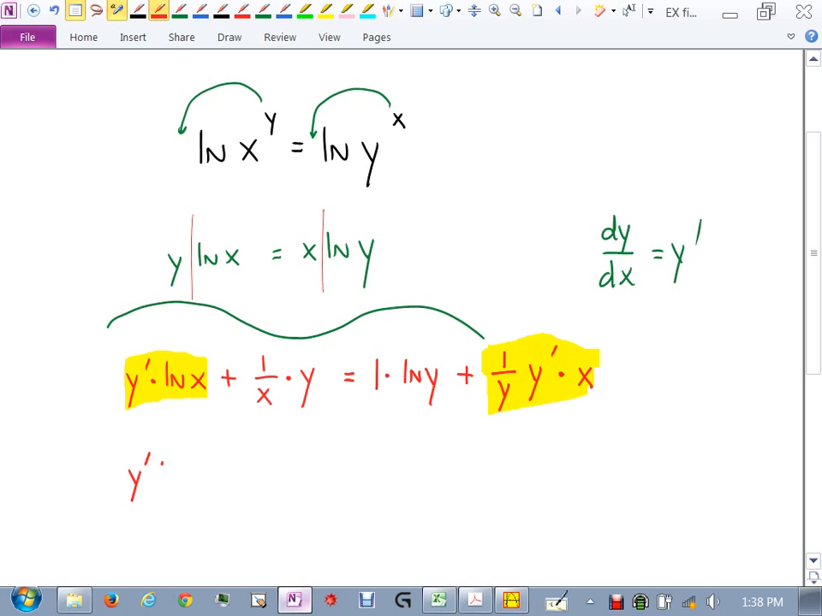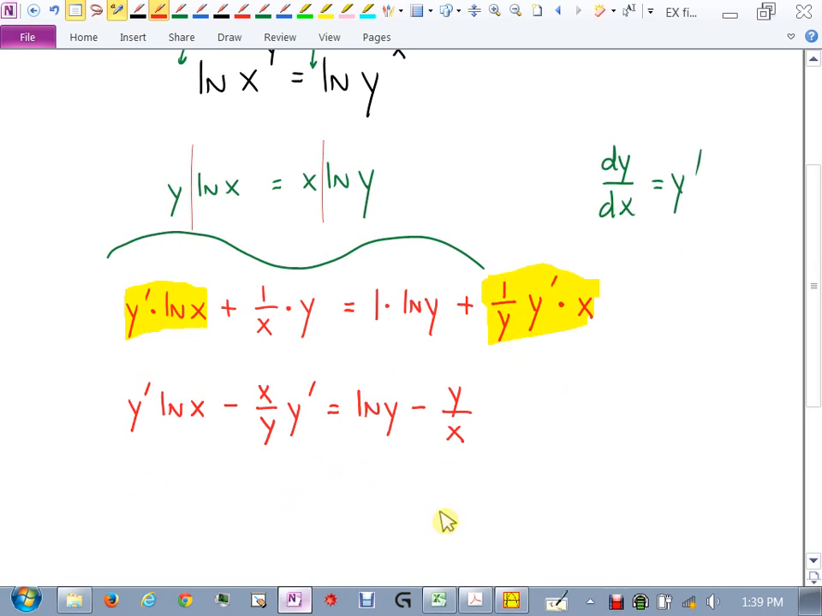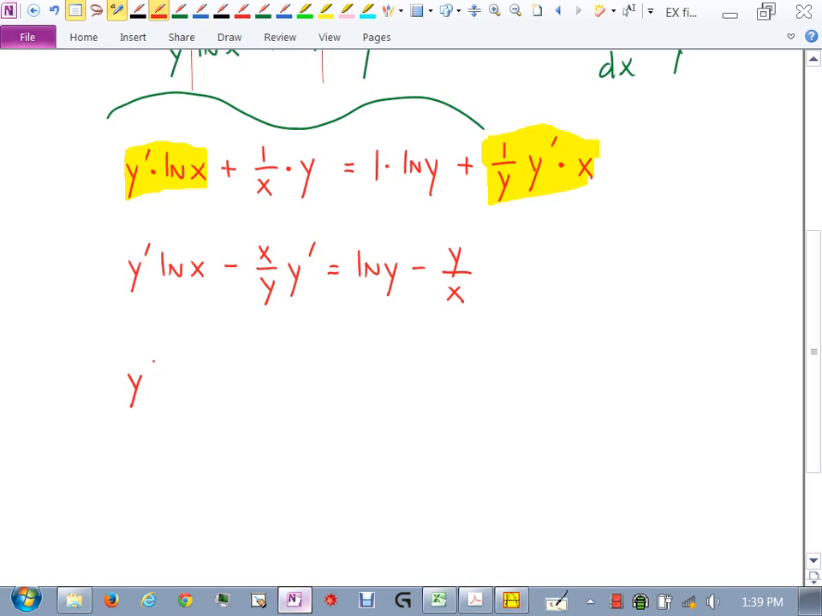So y prime ln x minus x over y times y prime equals ln y minus y over x. Now I did kind of put some of the fractions together, right? 1 over x times y is y over x. Moved it to the other side, that's this. On this one on the right, I put the x on top of the y, and I left the y prime out because I'm going to factor it out anyway. So I put this x over y, and then I brought it over here, which made it negative. And then I factor the y primes out on the left. So y prime comes out. What am I left with?